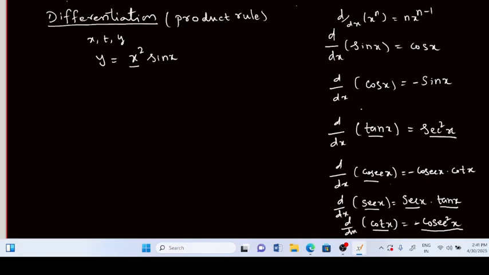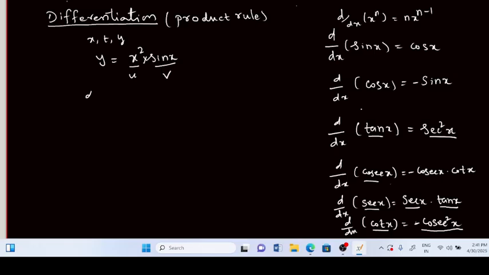Here the multiplication symbol is not there. We must remember and understand that the relation between x square and sin x is nothing but x square into sin x. We must apply the product rule. So what does the product rule mean? Let us consider this as u and this as v.